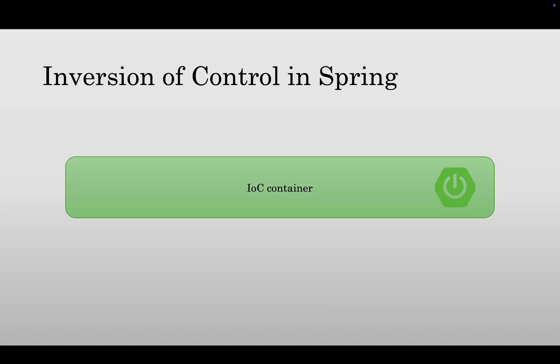In Spring, this container is known as the application context. The application context is responsible for creating, configuring, and connecting objects. We'll take a detailed look at exactly what that means and how Spring does it in the next few lessons.